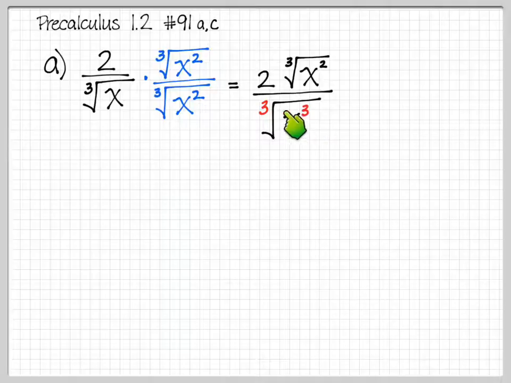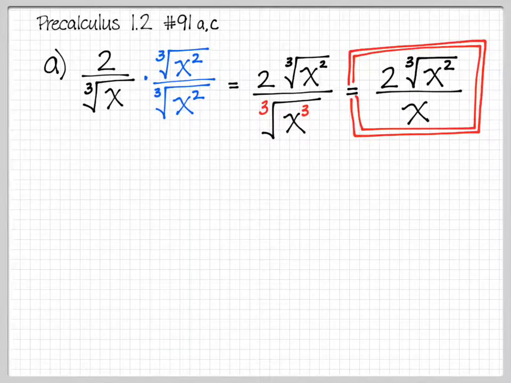Since this is a multiple of 3, it's one multiple of 3, I get 1 x to the first in the denominator. Again, the numerator is not as much a concern to me, so I have a 2 times the cube root of x squared, and that just kind of follows me through.